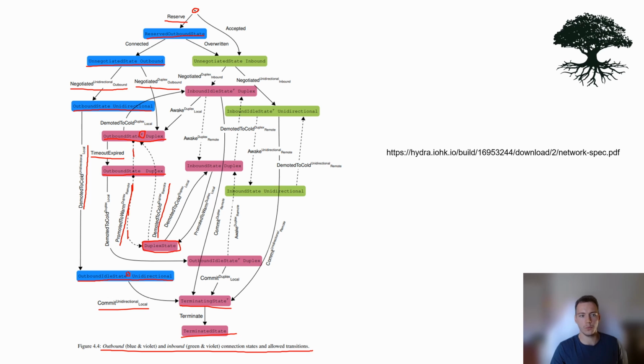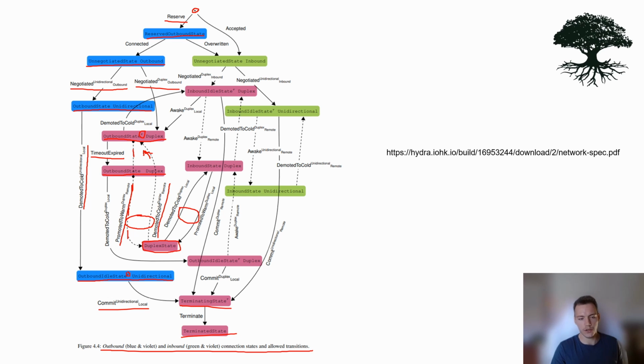From this duplex state, the remote node can again stop using the mini protocols, in which case we go back to the outbound state duplex with a timeout. So our node is still using the mini protocols, but the other one has demoted us to cold. It stopped using the mini protocols. So those two lines here on the left side are basically remote node decisions to and from this state, but we also have our local node decisions to and from this state.